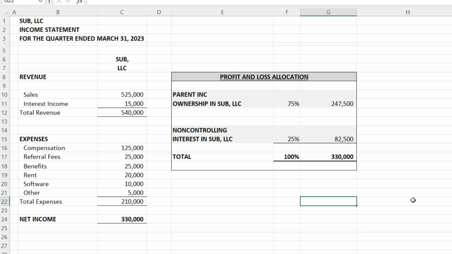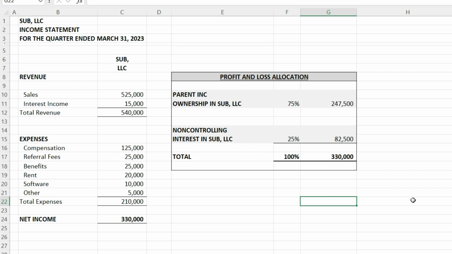So first things first, let's look at Sub LLC's results, their income statement. Sub LLC has $540,000 in revenue to $210,000 of expenses, which leads to net income of $330,000. And the breakdown of who owns that net income is Parent Incorporated owns 75%. So they have $247,500 of net income attributable to them. And then you have a non-controlling interest, the other parties that own Sub LLC, they are entitled to $82,500 of net income.